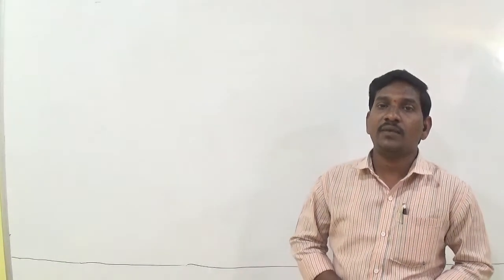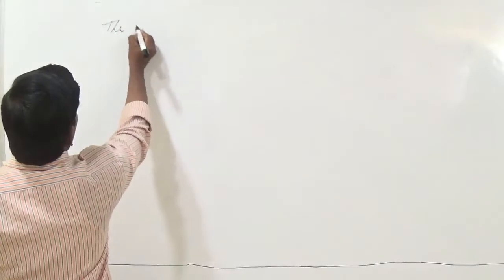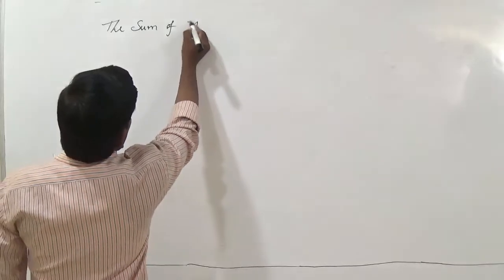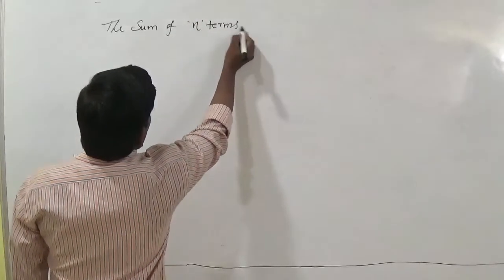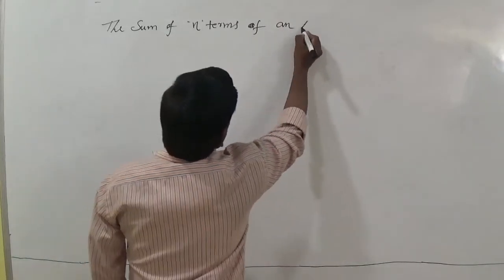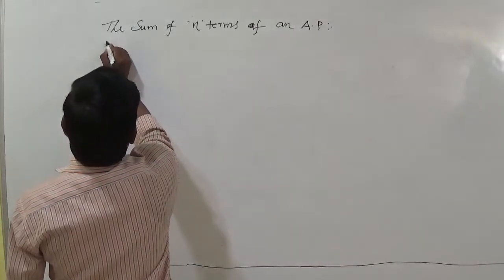In the previous class, we learned about progressions, kinds of progressions, and the general term of an arithmetic progression. Today, we are going to learn the sum of n terms of an AP, that means arithmetic progression.